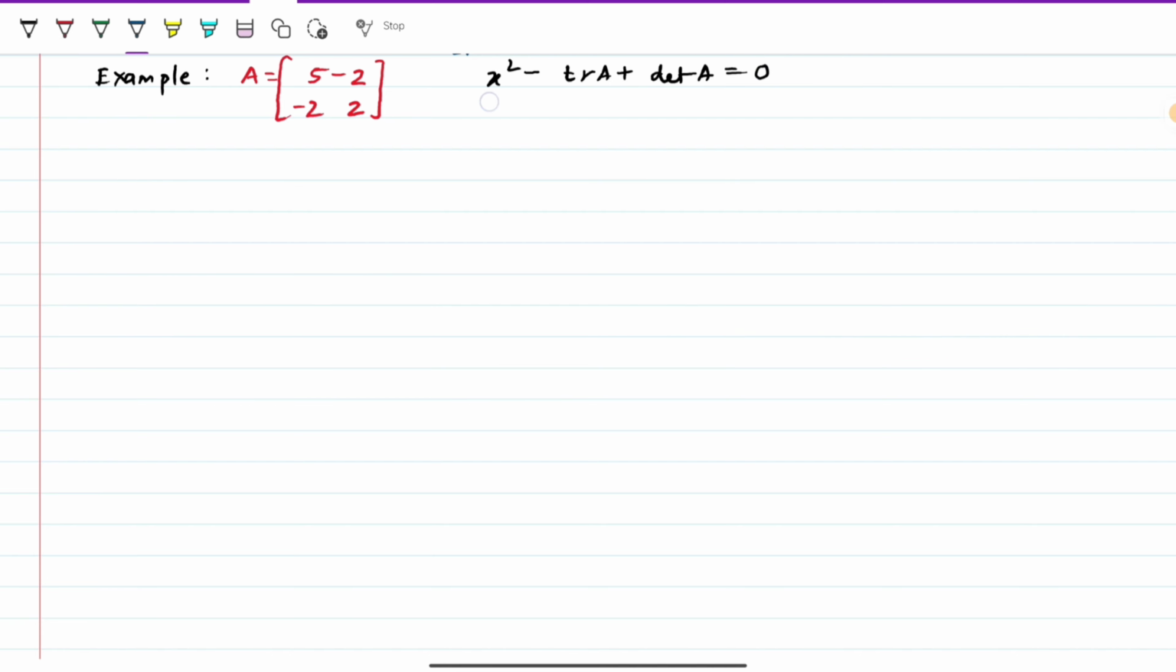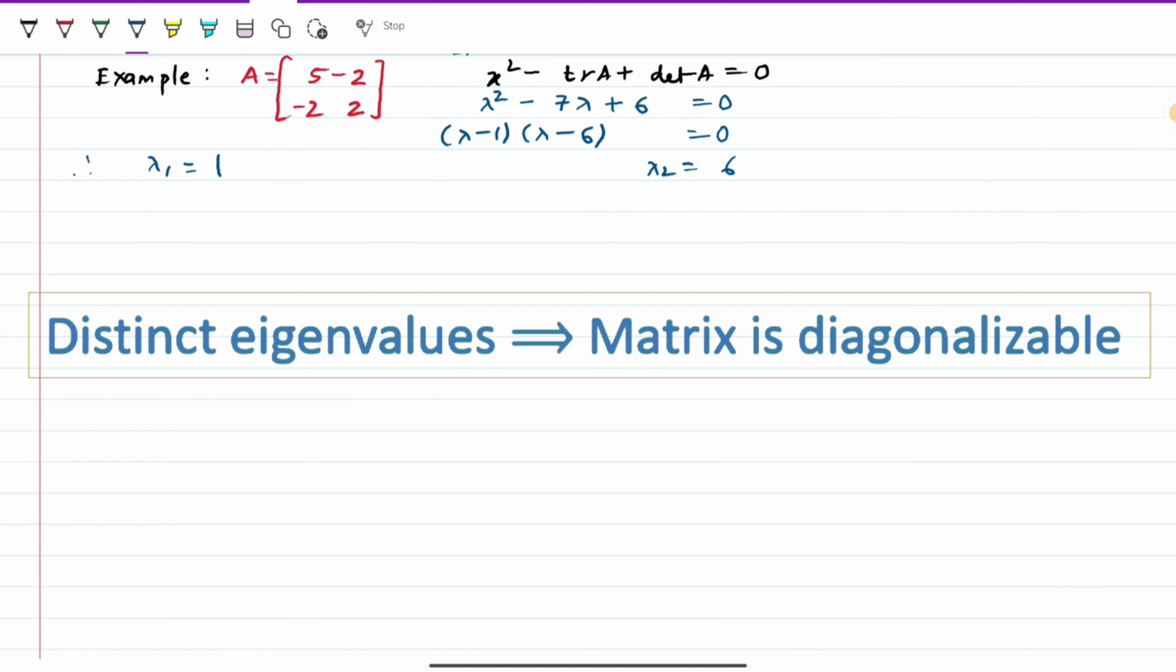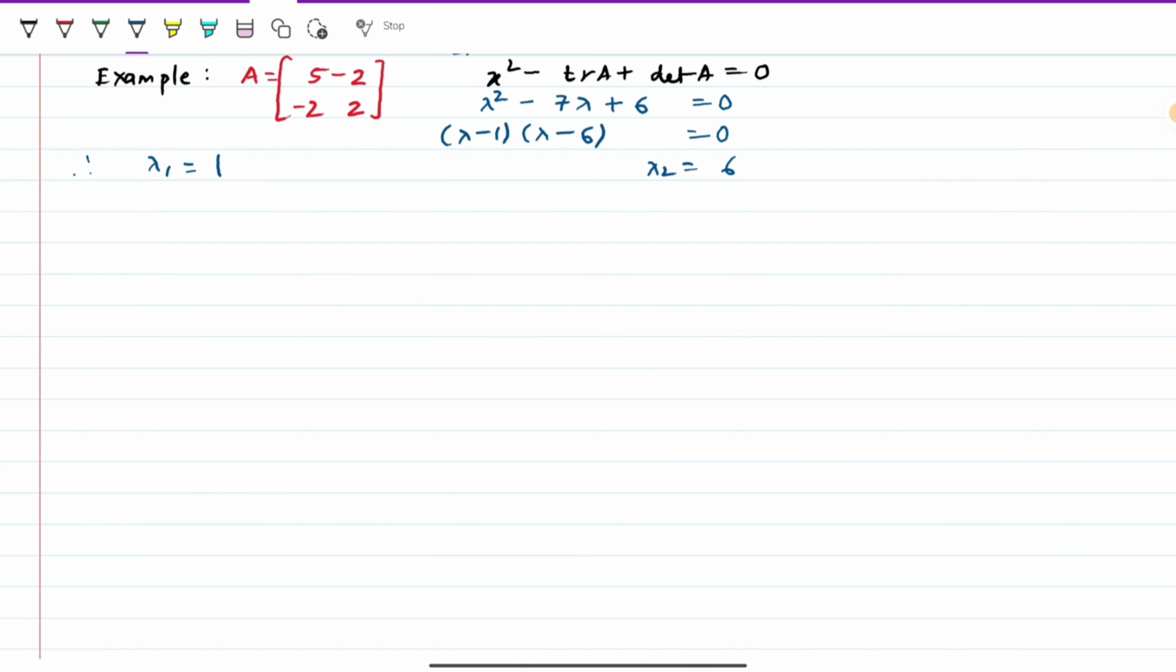Applying it over here, we will be getting lambda square minus 7 lambda, since the trace of A is 7, plus the determinant, which in this case is 6, equal to 0. It's a quadratic equation and its linear factors are lambda minus 1 and lambda minus 6 equal to 0. So thus we can see that the two eigenvalues are lambda 1 equal to 1 and lambda 2 equal to 6. And very evidently these two eigenvalues are distinct, so we can say that the matrix A is diagonalizable, of course.